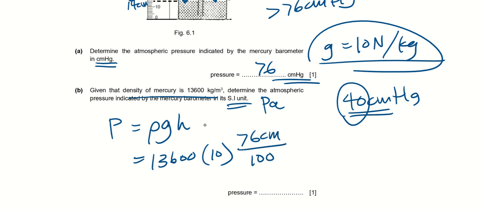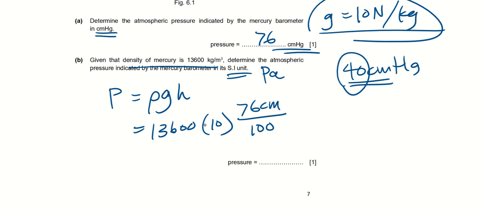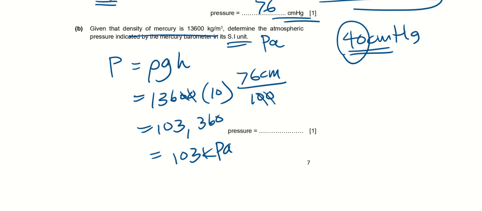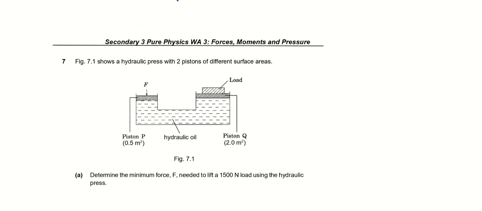so I need to divide by 100. With this, I'll get a value of 103360 on my calculator. To leave it in 3SF will be 103 kilopascal or 103000 Pascal. As long as I leave it in Pascal, I'm okay.